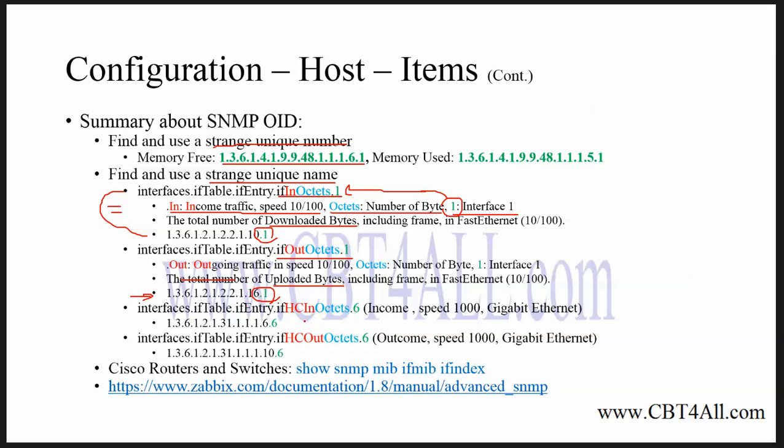So if your device supports gigabit Ethernet, the keyword is this. In English it means the number of downloaded bytes, this time at speed 1000 or gigabit per second, on interface number 6. So we have again this strange name and this strange number.